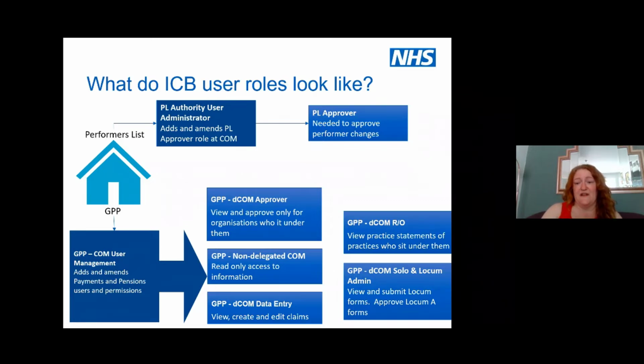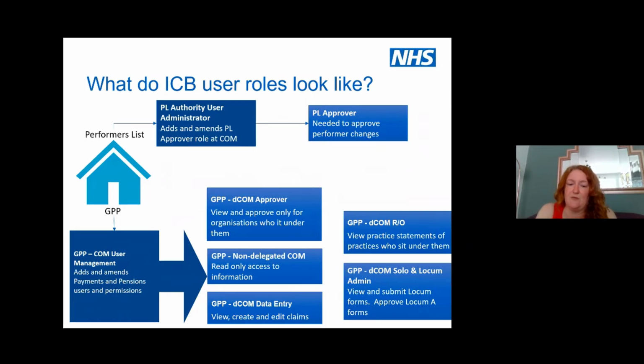The reason we have to fill in that form is because any role with the title GPP gives you access to financial information. So we follow it in the same way that we did for Open Exeter, and we ask for the same approvals that we did for Open Exeter. And then you've got the various different roles within the GPP user space.